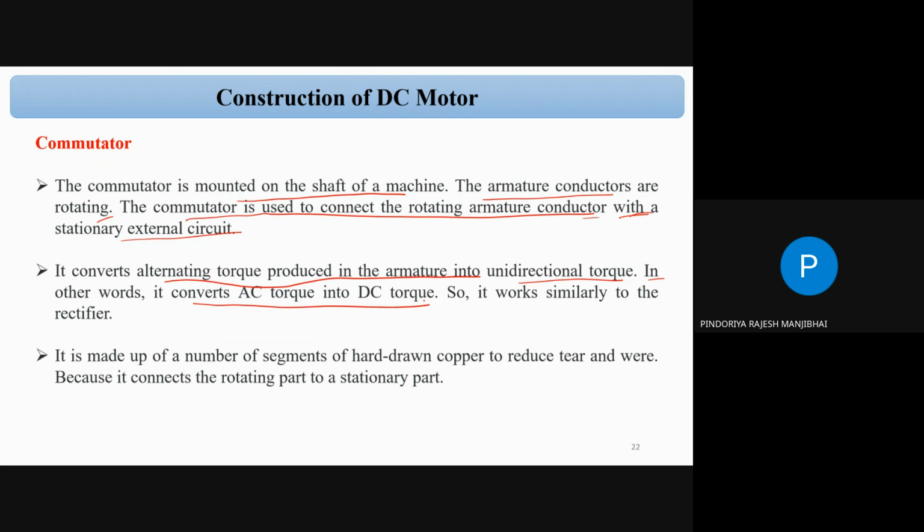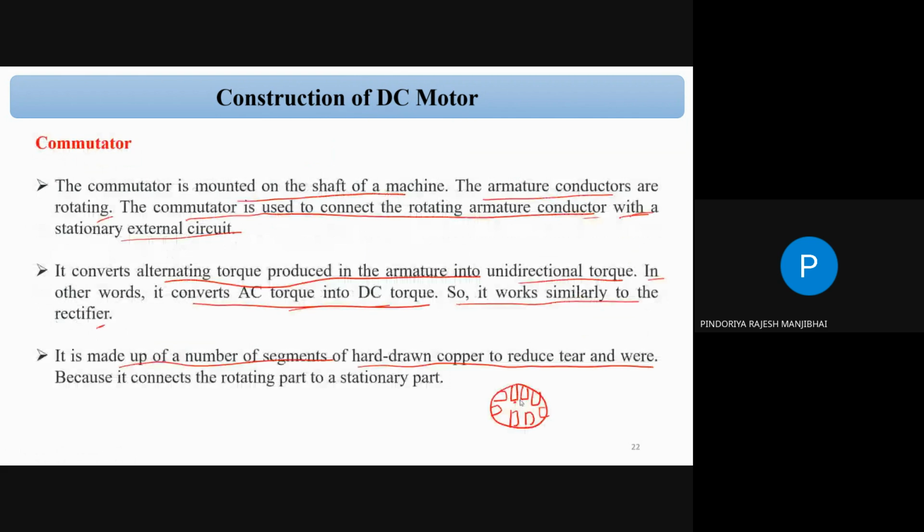Otherwise, we can say it is a rectifier. Correct? So in an electrical circuit, what is a rectifier used for? It converts AC into DC. So it works simply like a rectifier. Correct? It is made up of a number of segments of hard drawn copper to reduce wear and tear. So there are many segments. So we can say this is the commutator. Segment 1, segment 2, segment 3, 4, 5, 6, 7, 8. Many segments are there, depending on the power rating. Correct?